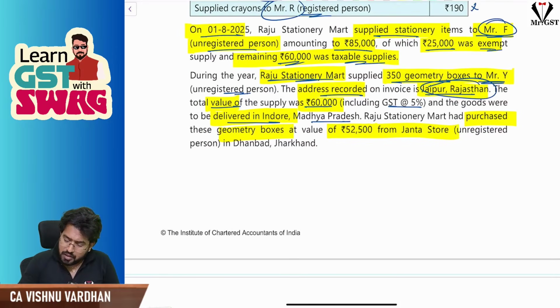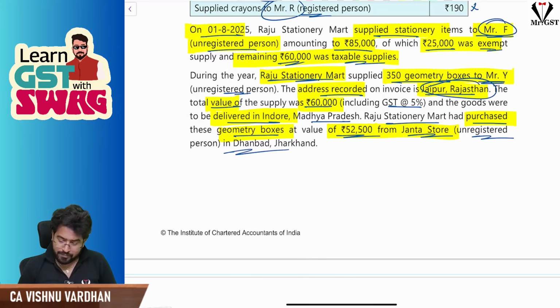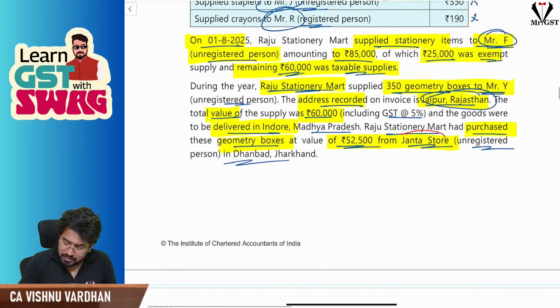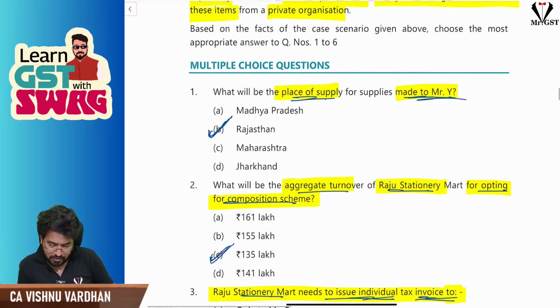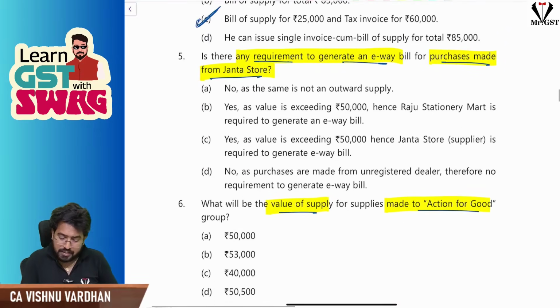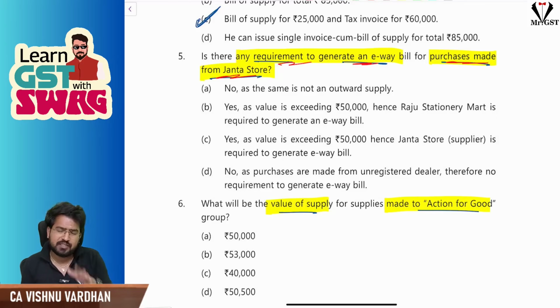Next, Raju Stationery Mart has purchased these geometry boxes from Janata Store, an unregistered person in Tatanagar, Jharkhand. If you remember, there is a question on this: for purchases from Janata Store, should you generate an e-way bill or not? Is there any requirement to generate an e-way bill for purchases made from Janata Store? See, Janata Store is an unregistered person, but Raju is registered, no? And it is exceeding 50,000, 52,500.